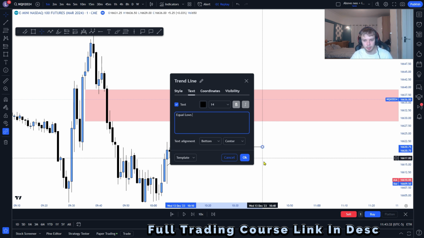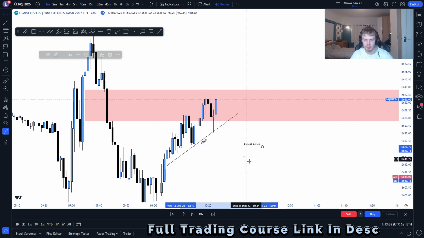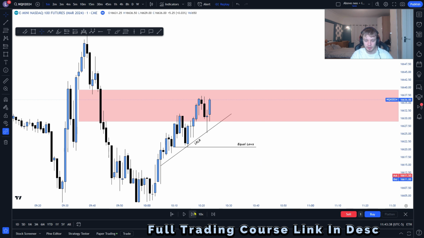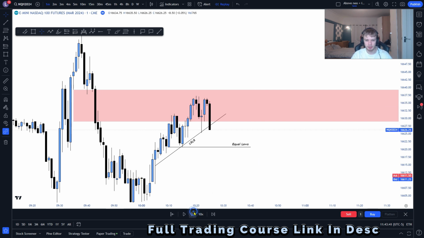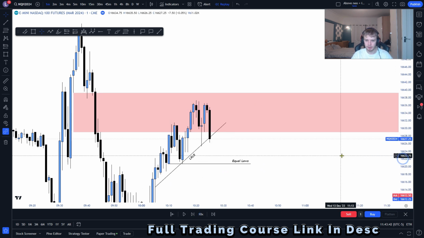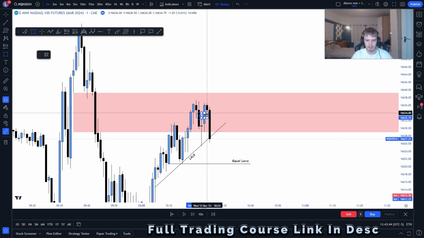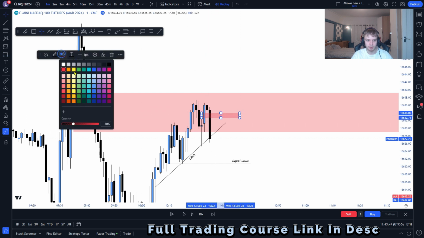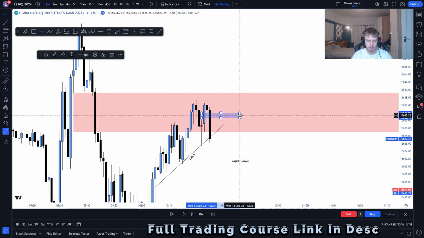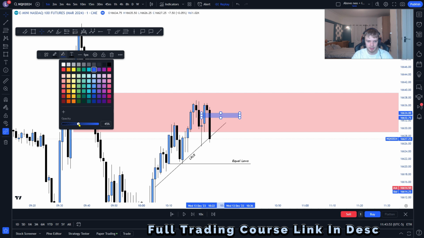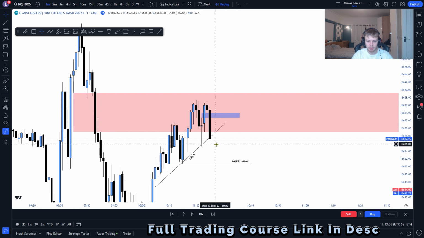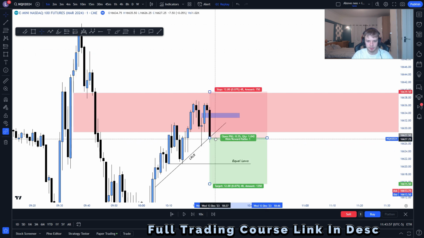So if you've watched any of my videos, you'll know that equal lows are just an extremely good target for liquidity. So if we play out the price action, I don't know why it's so laggy, we get this bullish fair value gap right here. And then what happens to the bullish fair value gap? It actually gets inversed right here. So I enter a short position here.